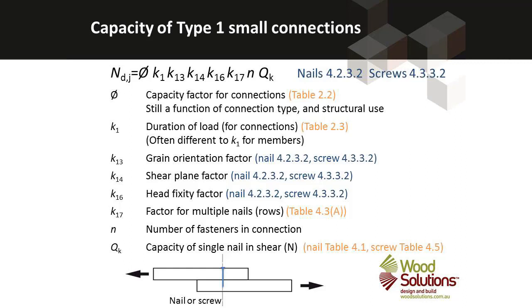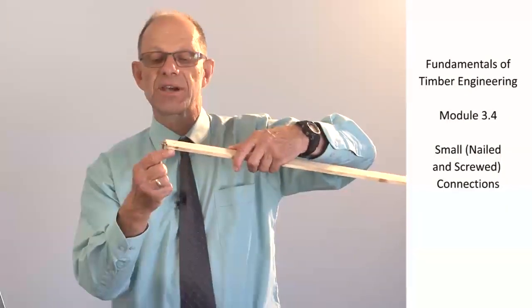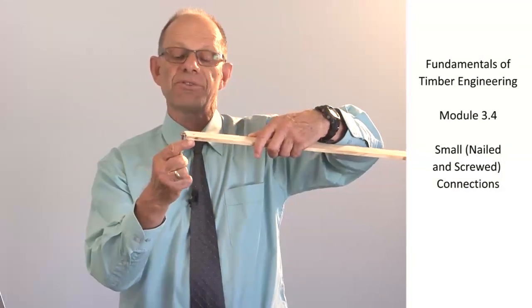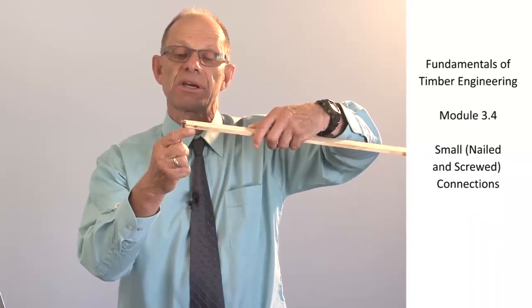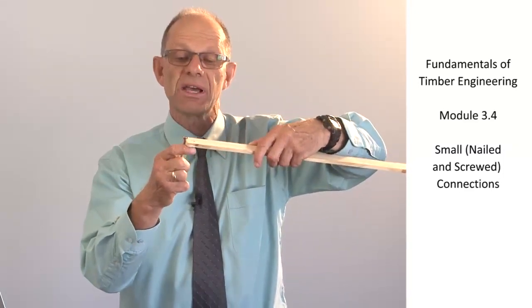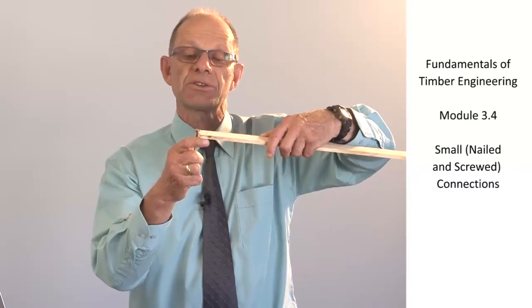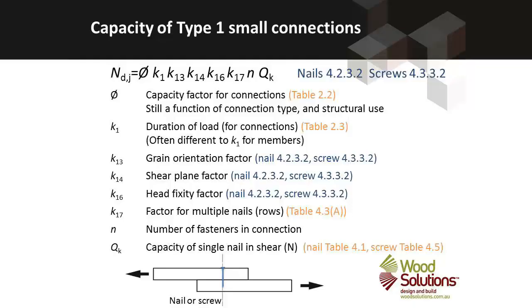The K16 factor relates to the head fixity factor. When a screw or nail is driven, the head is going to sit flush with the top member. If the top member is a piece of wood, there's not a lot of fixity with the head of the fastener. However, if the top member is a thick steel plate, there can be quite a lot of fixity at the top of the fastener that improves the strength of the connection a little. K17 factor relates to the numbers of rows of fasteners in a particular connection.